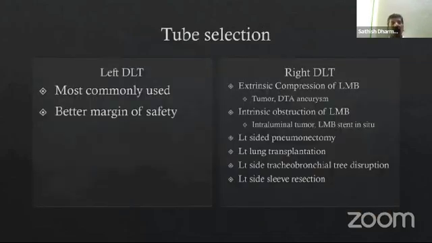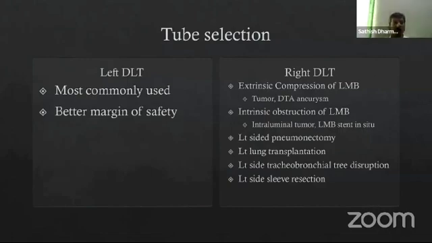Now comes the important aspect, the tube selection. Whether you select left or right for that particular patient. The most commonly used tube is the left-sided DLT because there is no worry of collapsing the right upper lobe or alignment, and it has a better margin of safety. What do you mean by that? Since the right upper lobe takes off early, if you put a right DLT, you cannot move the bronchial lumen in and out too much.